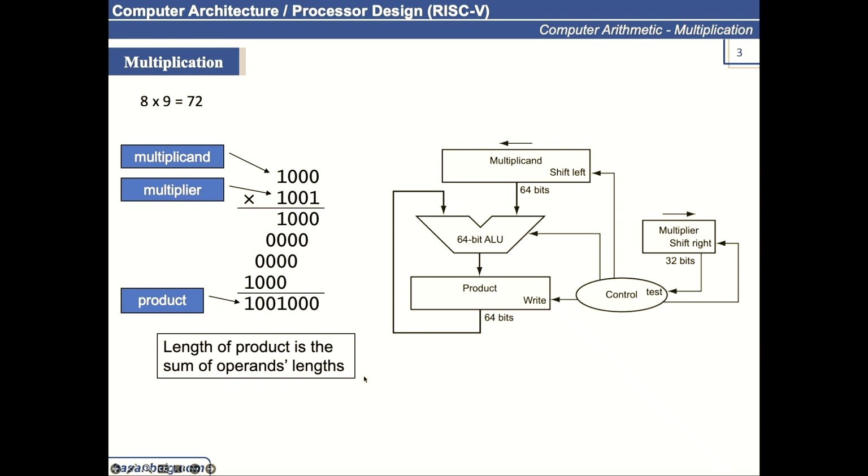So as we discussed, if we take the example of 4-bit operands, the product would be 8 bits. In RISC-V we have a register size of 32 bits, so the product would be 64 bits. So what we do here is keep the multiplicand size 64 bits, because when we keep shifting it left, in order to preserve all the 32 bits of data, we need a 64-bit storage or a 64-bit register. So we store the multiplicand in a 64-bit register.